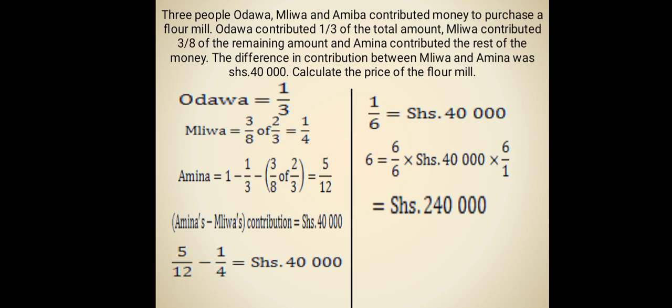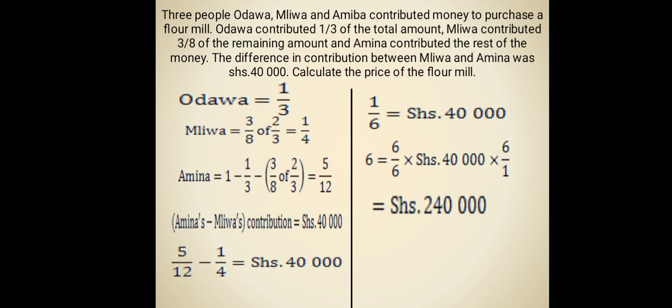Now Amina, you say Amina contributed the rest of the amount. Now the rest of the amount, we have to find the total of what Odawa contributed plus what Muliwa contributed, and then we subtract it from the whole amount, which is a whole fraction. Let's say 1. Now if we do so, we find that Amina contributed 5 over 12 of the amount.